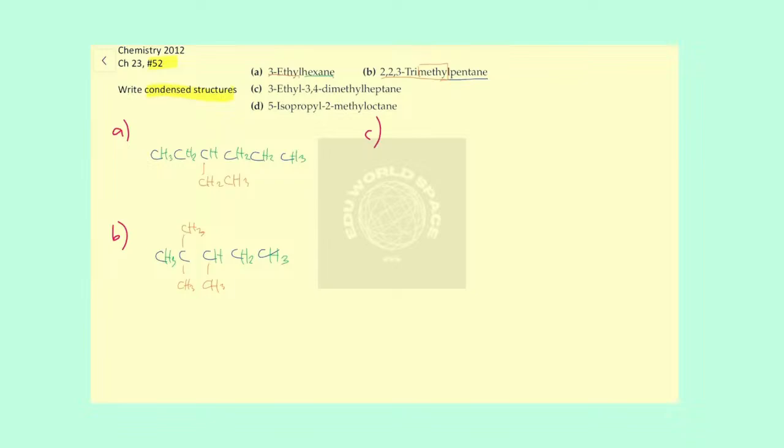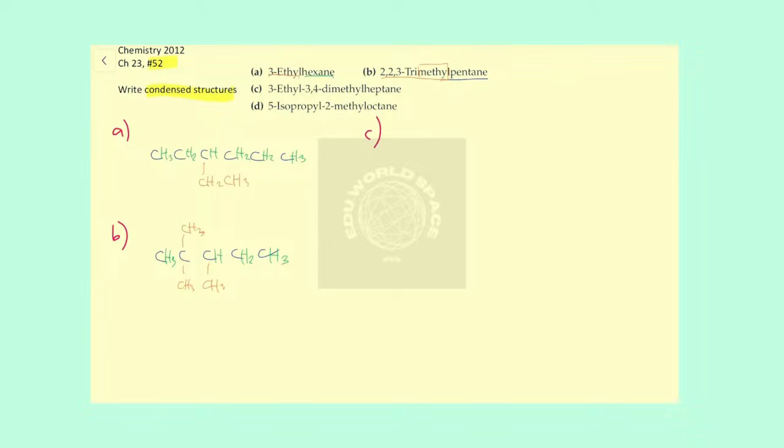Okay, now I worry about the groups, right? So I got 3-ethyl, so I'll go to the third carbon and add an ethyl group. Okay, so I'll put it up here. Ethyl would be CH2, CH3. Okay, 2 carbons.